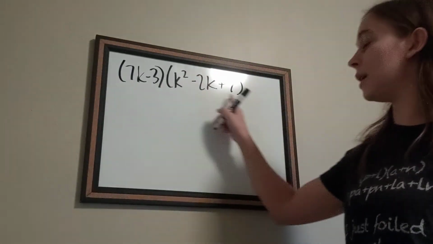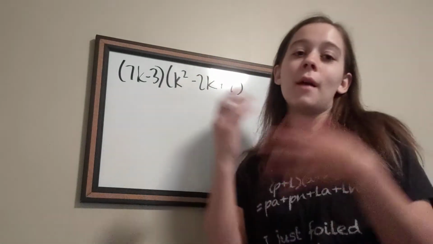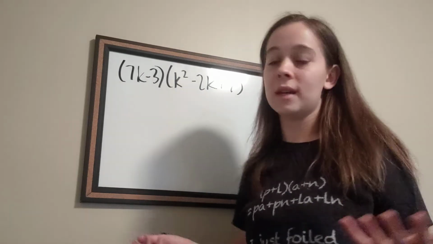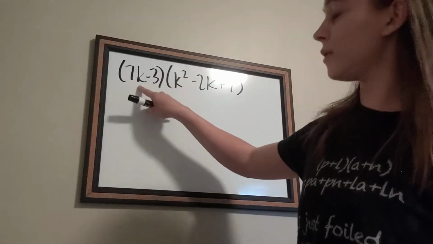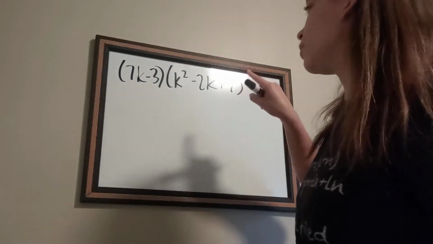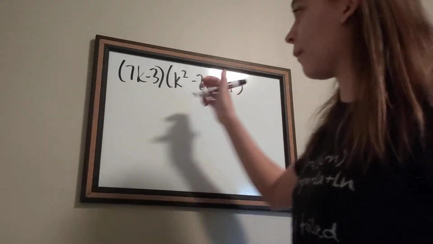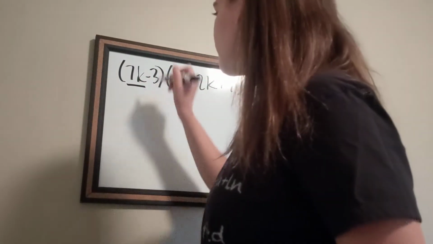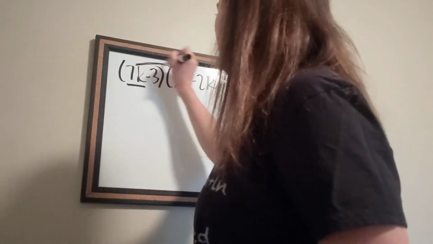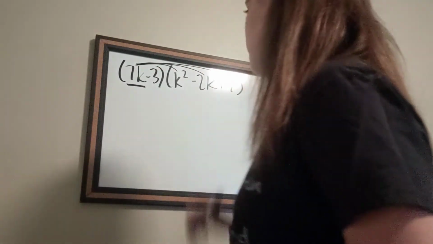I've got 2 terms in there, 3 terms in there. Well, now we're just triple distributing. We don't need an acronym. We're just going to take every single thing in this parentheses and multiply it by every single thing in that one. So starting with 7k, I'll distribute it to all 3 terms in here.